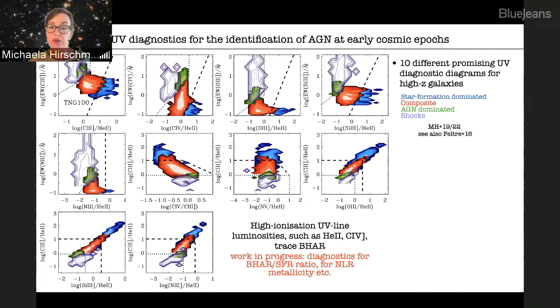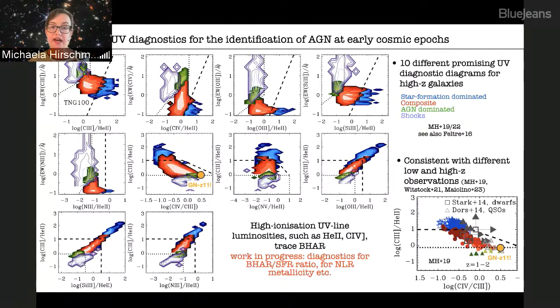We have also, in these previous works, been validating our selection criteria against different low and high redshift observational data, as you can see in this panel down here. Pre-James Webb, now we have new data with James Webb, for example, which we can put onto these panels. For example, GN-z11 is nicely falling onto the composite HEN area, as we would expect.